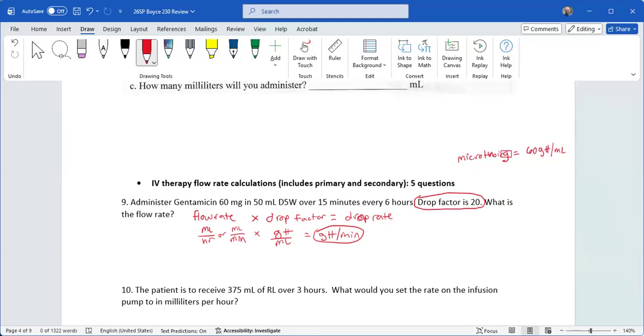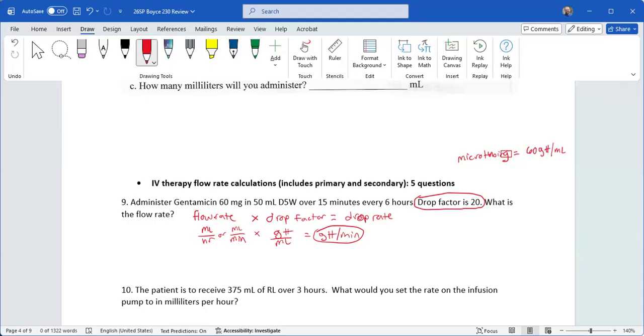So I read my question. It says administer gentamicin 60 milligrams in 50 ml dextrose 5% water over 15 minutes every 6 hours with a drop factor of 20. So there's a lot of information in here, even just in one sentence. Okay. So the only thing I need to know is what the flow rate is. So I need volume over time.